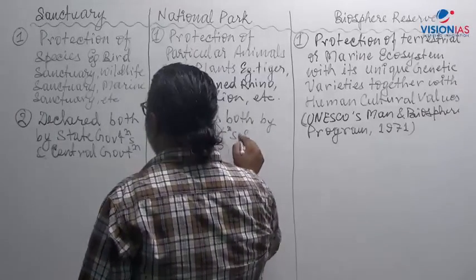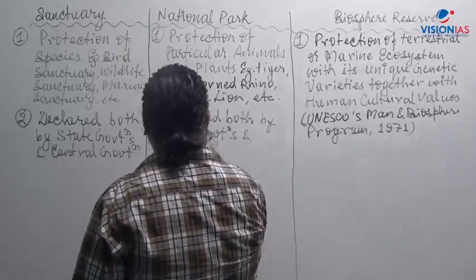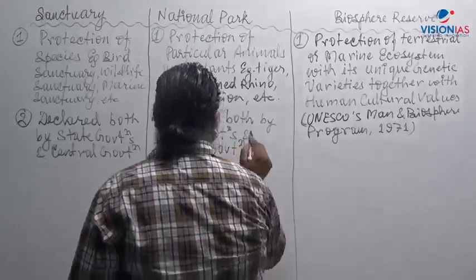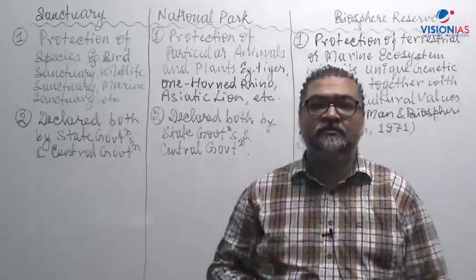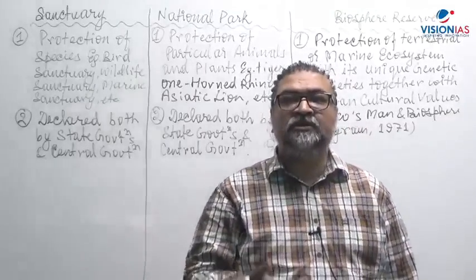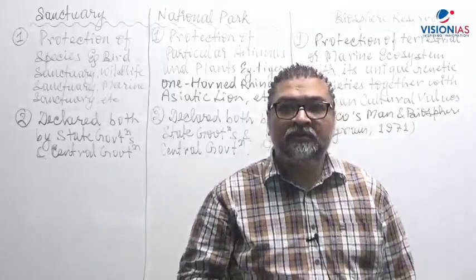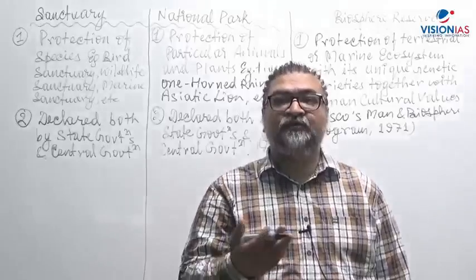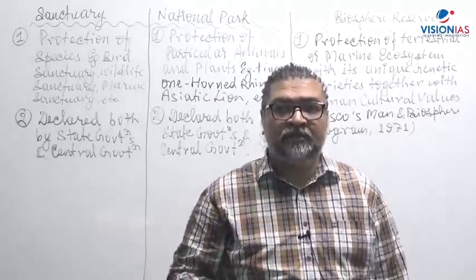Now if I ask a question, where can sanctuaries be declared by the central government? In Union Territories: Ladakh, Jammu and Kashmir, Chandigarh, Daman and Diu, Dadra Nagar Haveli, Andaman Nicobar Islands, Lakshadweep. The central government can notify wildlife sanctuaries, bird sanctuaries and so on there.